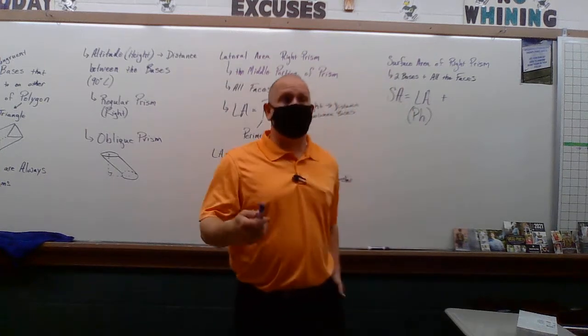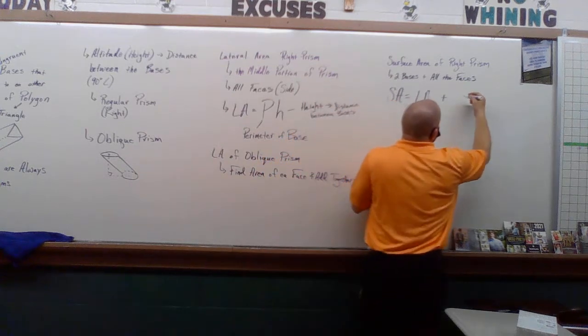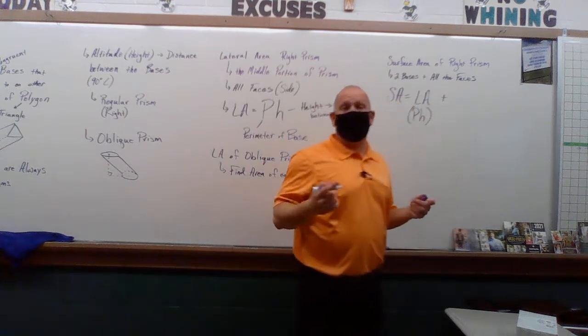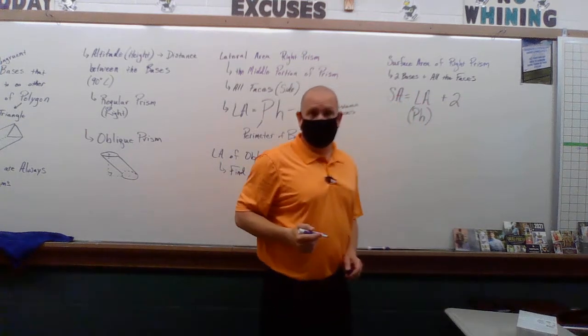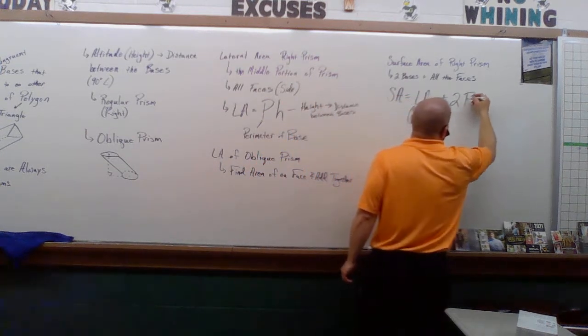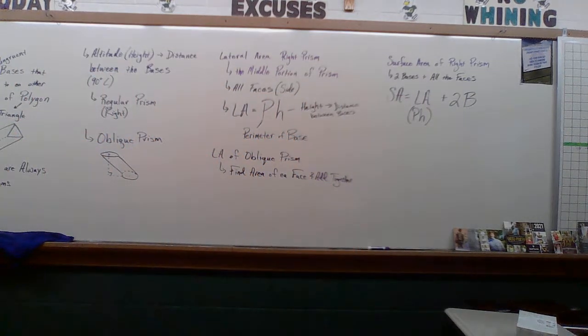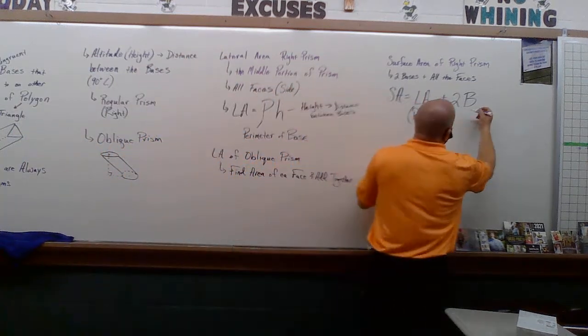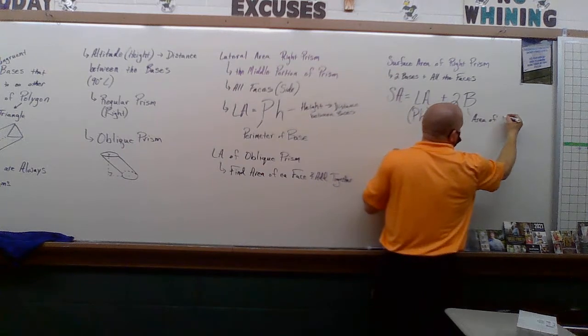Now, remember when I told you about the capital letters and the lowercase letters? This is the huge one right here. So we're going to take, how many bases are there? 2. So I take 2, and then I'm going to put the capital B here. Even though I'm talking about a base, I'm talking about the area of the base, not little b base, which was the base times the height. That makes sense? So when I put capital B, this is the area of the base.